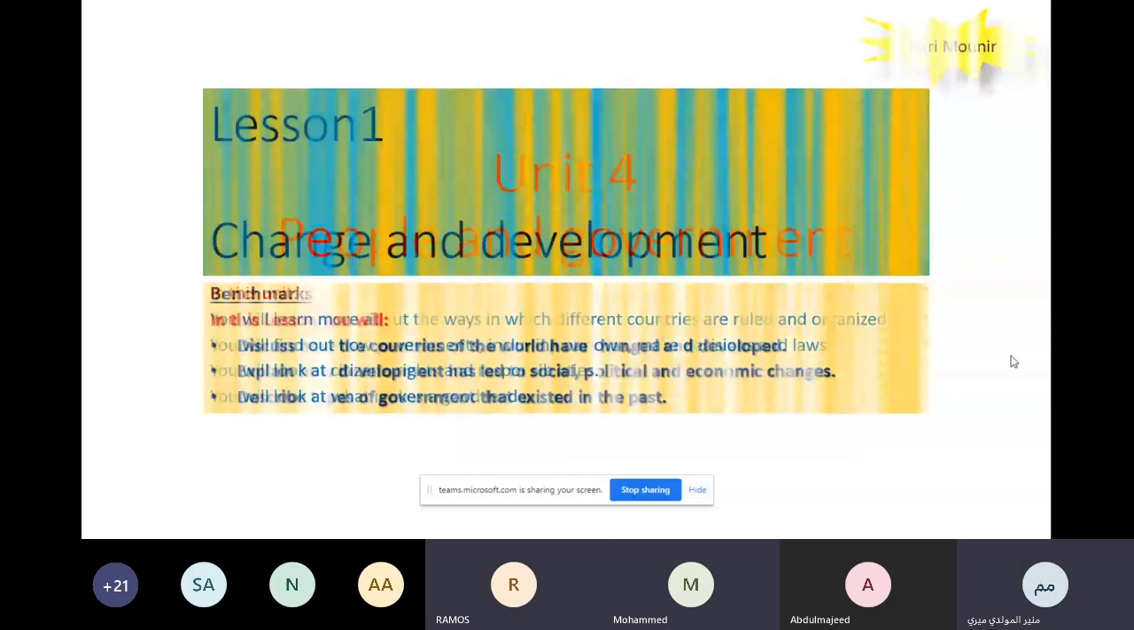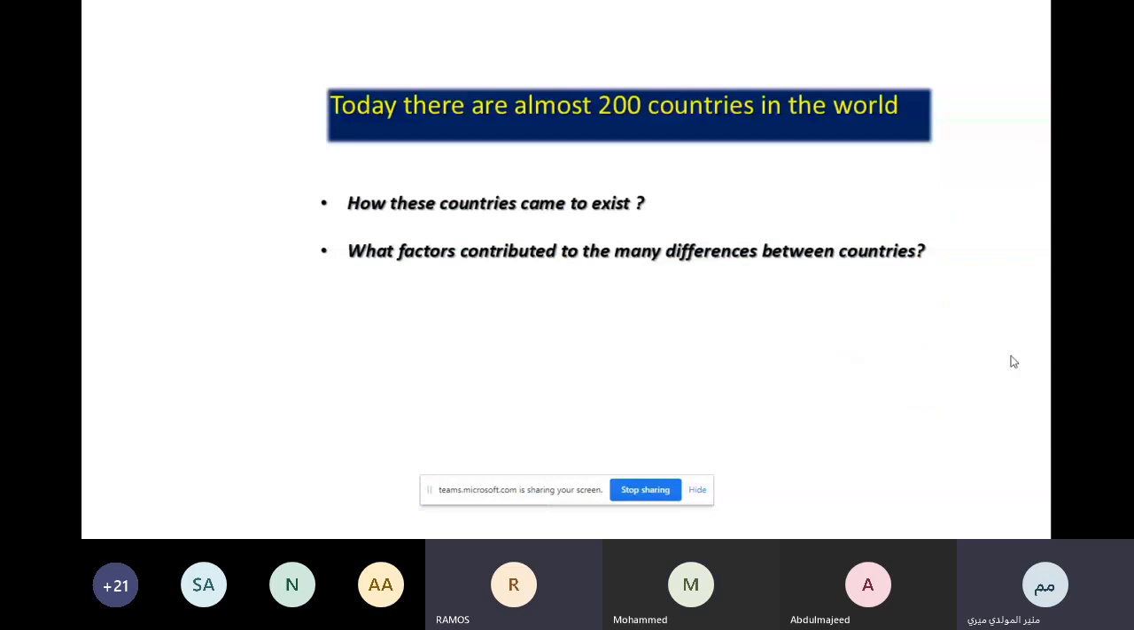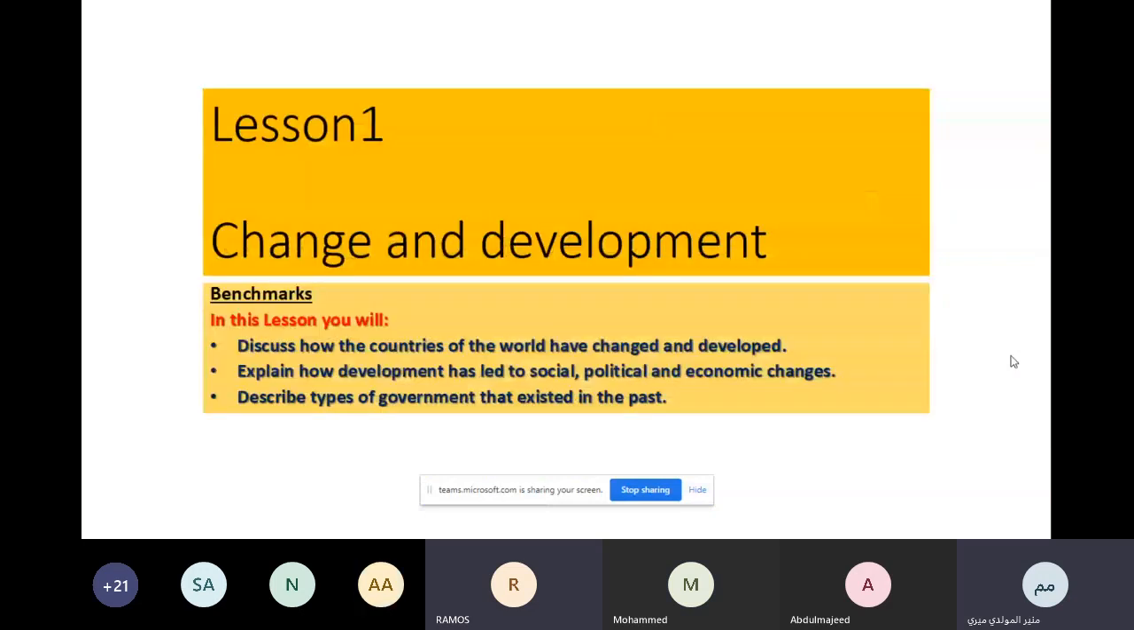So our first lesson will have the title Change and Development. The benchmarks of the lesson are: discuss how the countries of the world have changed and developed, explain how development has led to social, political, and economic changes, and describe types of government that existed in the past. Before we start, I want you to think back about ancient times. How did people used to live in the past? If you compare, for example, Saudi Arabia nowadays with Saudi Arabia 100 years ago, how did people used to live?